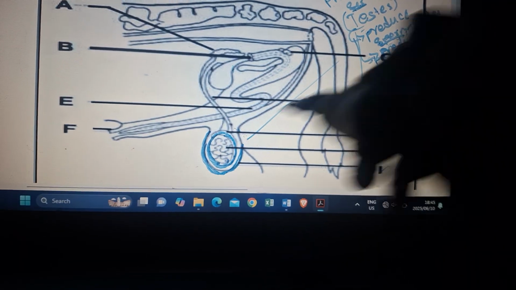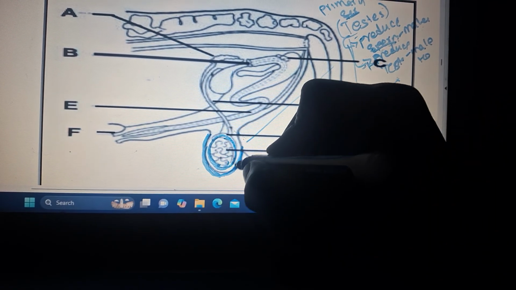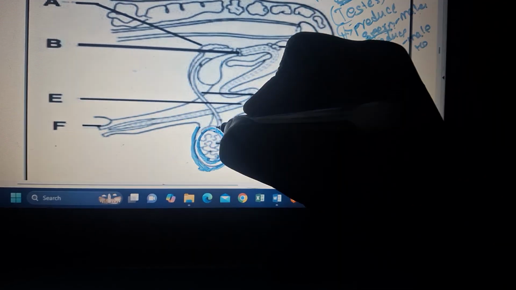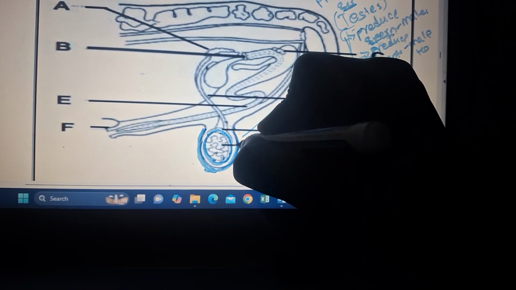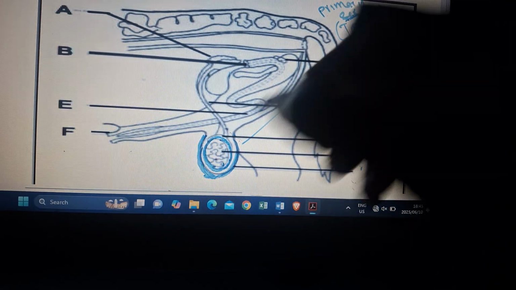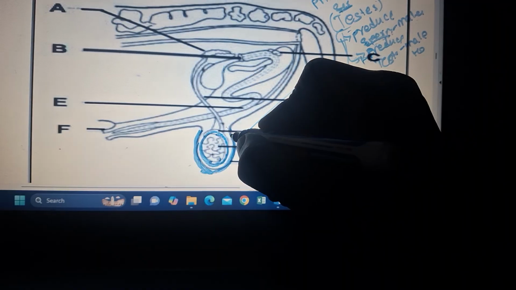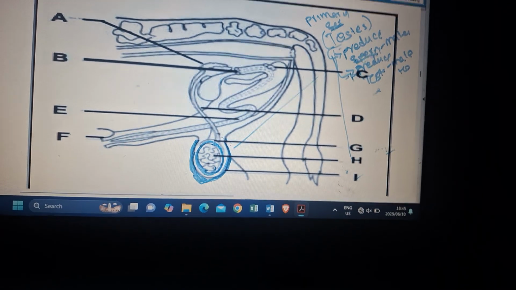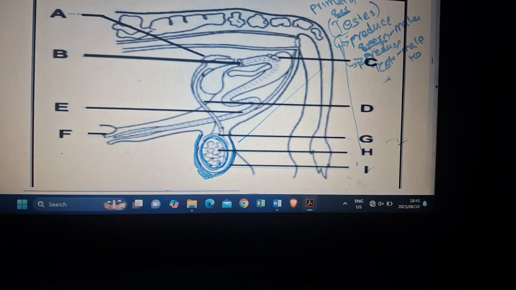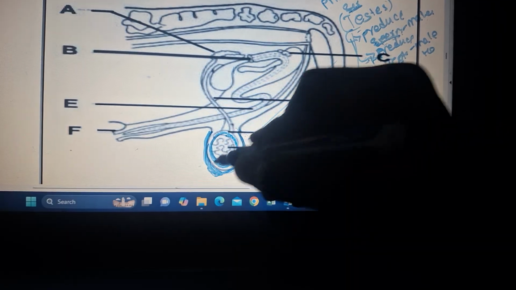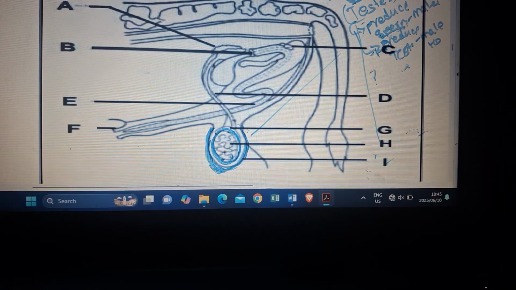Now let's look at it. Before the testis produces what? Sperm. The scrotum here has to monitor the temperature of the testis first. So if the temperature of the testis is low, the scrotum will play a role in increasing it so that optimum sperm is produced. If the temperature of the testis is high, the scrotum will play a role in regulating it, to lower it a little bit so that optimum sperm is produced.